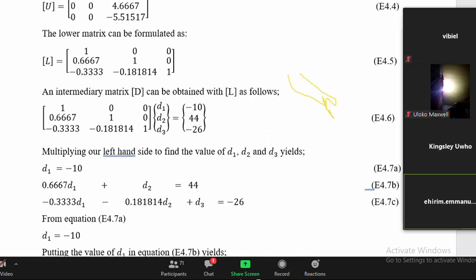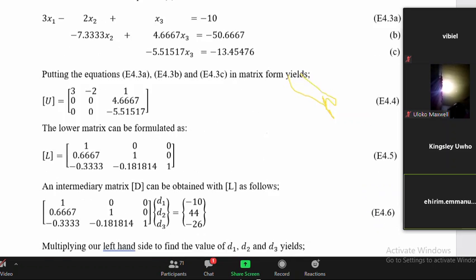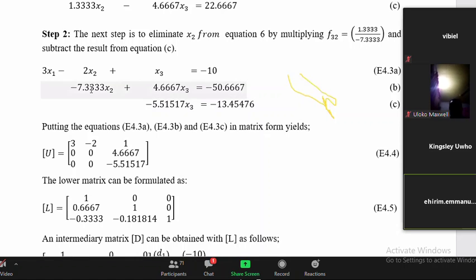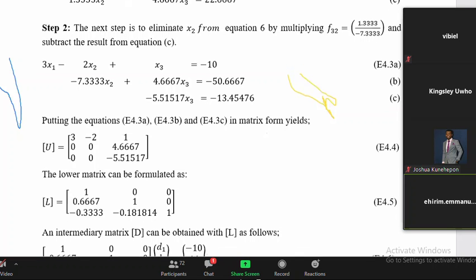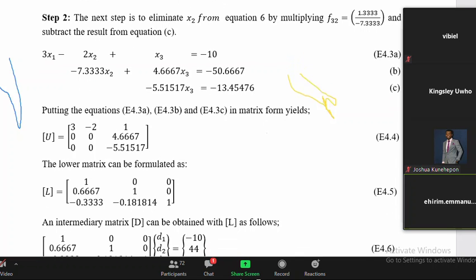Let's see. We have, this is not 0 here. It's not 0 here. It is minus 7.3333. That's what will be here. Okay? Just notice that error there now. Now, that is the upper triangular matrix.